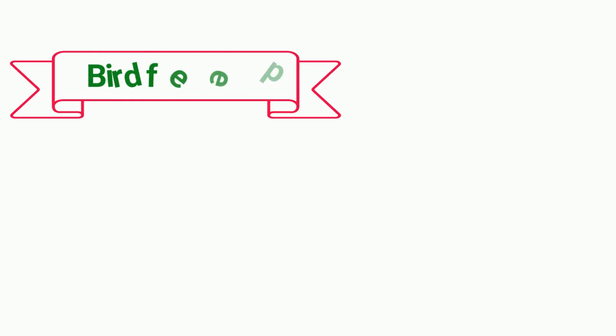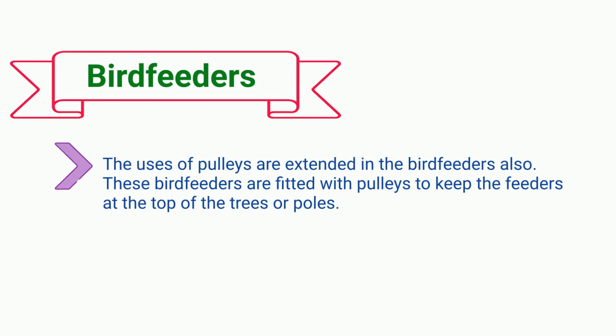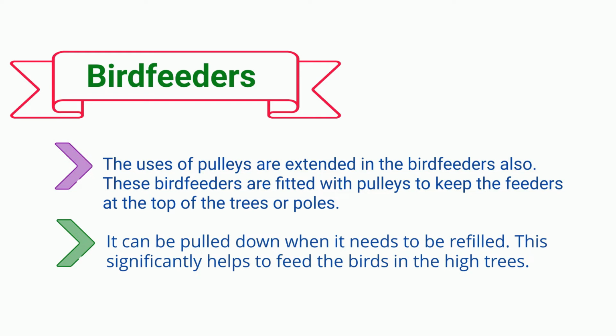Bird feeders. The uses of pulleys are extended to bird feeders also. These bird feeders are fitted with pulleys to keep the feeders at the top of the trees or poles. It can be pulled down when it needs to be refilled. This significantly helps to feed the birds in the high trees.